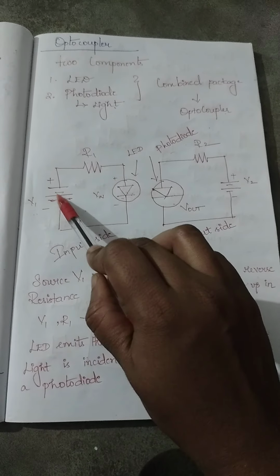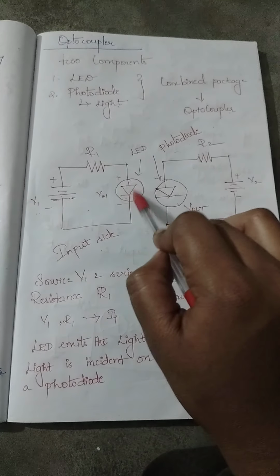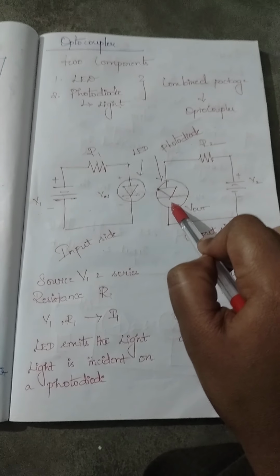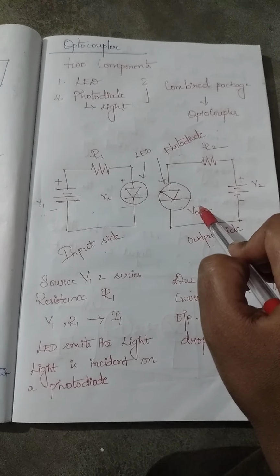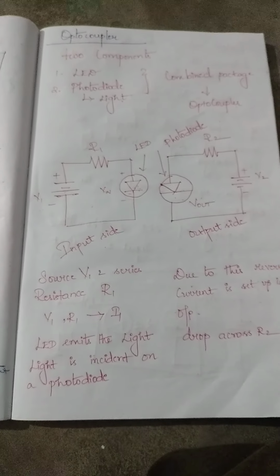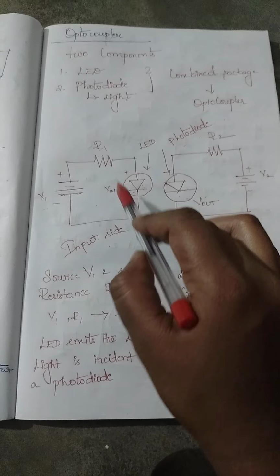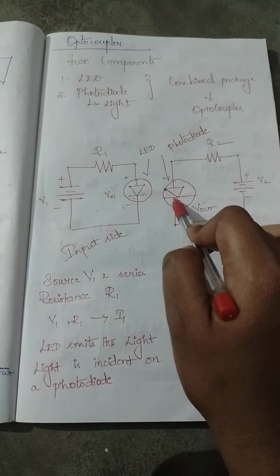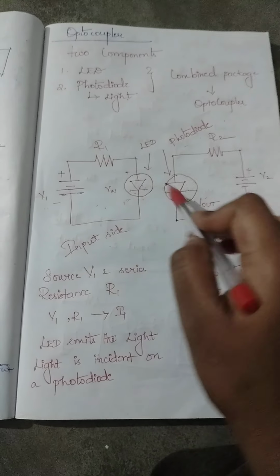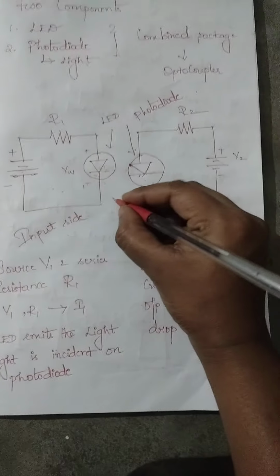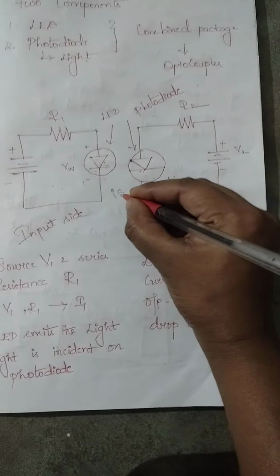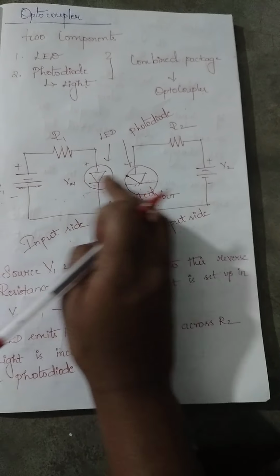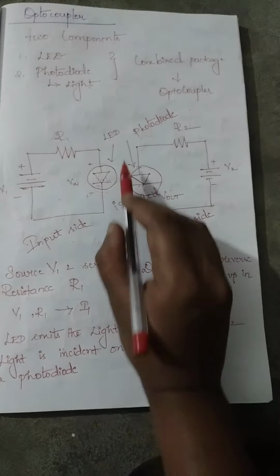If I give the supply, your LED will get energy, and that energy is emitted to your photodiode, and a reverse current flows in this circuit. The main thing in your optocoupler is you're going to use only two components, that is your LED and photodiode. And another thing is there is no connection between your input and output. Your LED and photodiode are isolated, in the sense that they are separated. With this separation, the energy from the LED is transferred to your photodiode, and this conducts the reverse current.